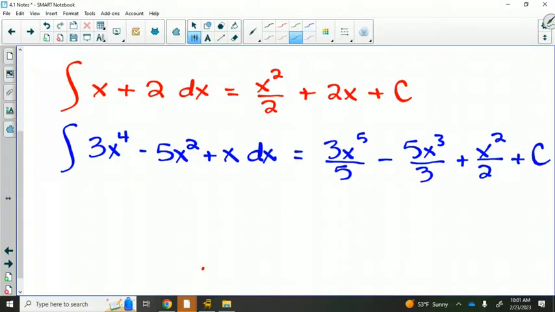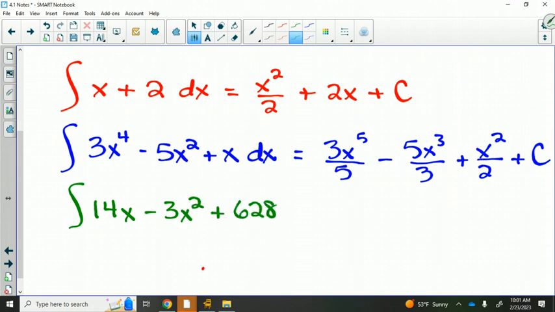Okay, let me give you a little string to try. Let's do this one. Try to antiderive that, or integrate it, which is another word for it. And then we'll check our answers.